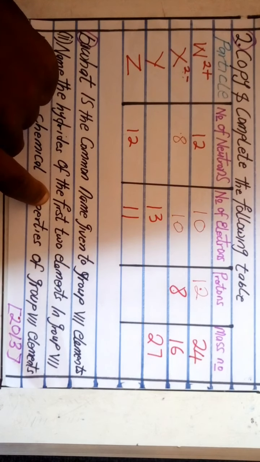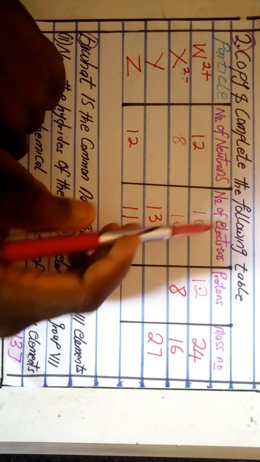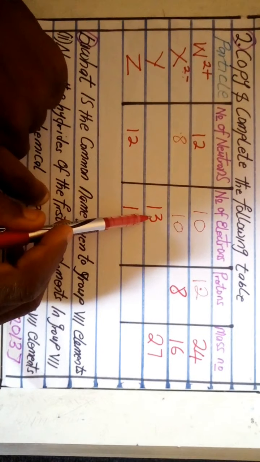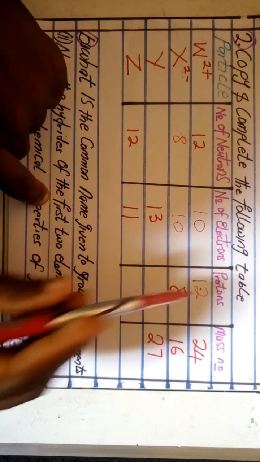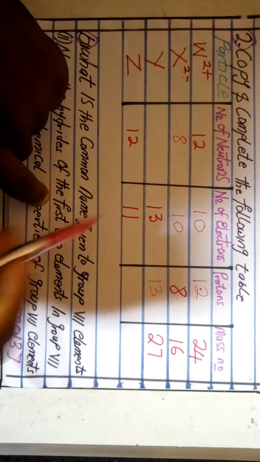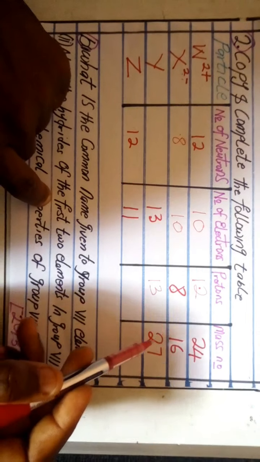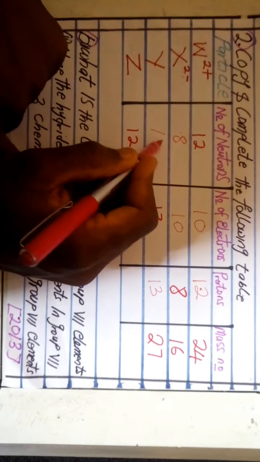Then the next one, okay, these two are neutral atoms. Neutral meaning they don't have any charges. So the number of electrons is 13, meaning the number of protons will also be 13. Then in order to get the number of neutrons, you subtract 13 from 27, giving you 14.